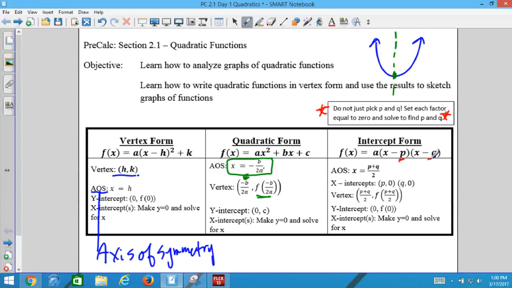But this is in factored form, so you would solve to find what x equals when y is 0. You'd find your x-intercepts. The axis of symmetry, once you find those x-intercepts, is the middle. It's the average of the two x-intercepts. And then the vertex, you plug in the x part, and then you find the y. That's all we're going to cover from this formula page today. We'll do the x and y intercepts on Monday.